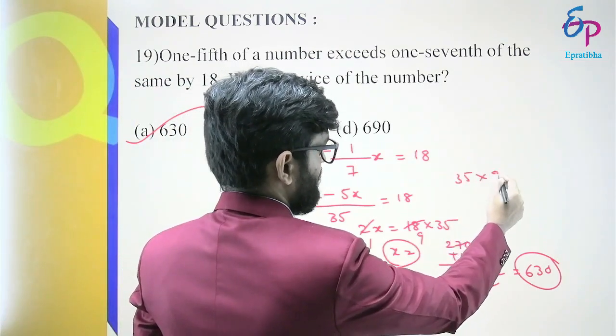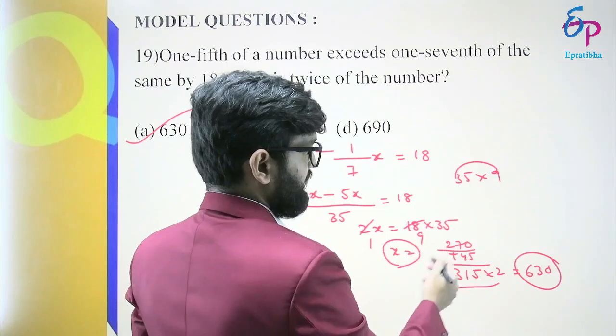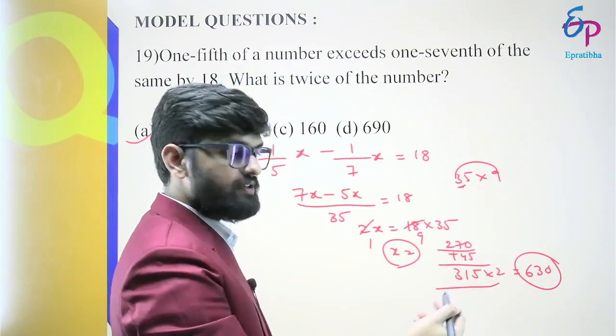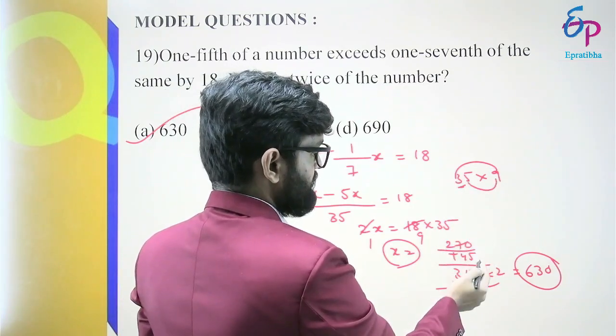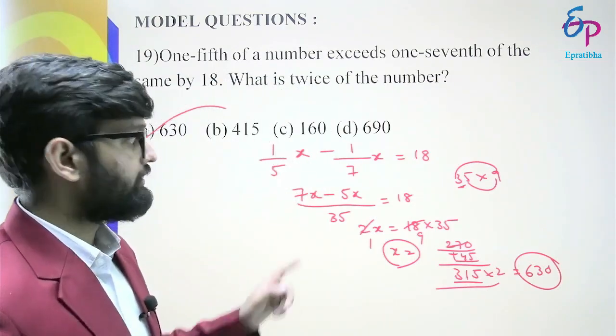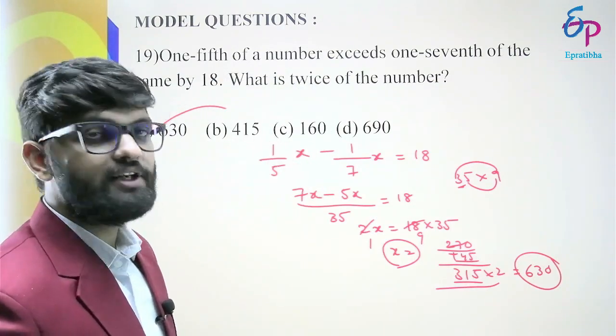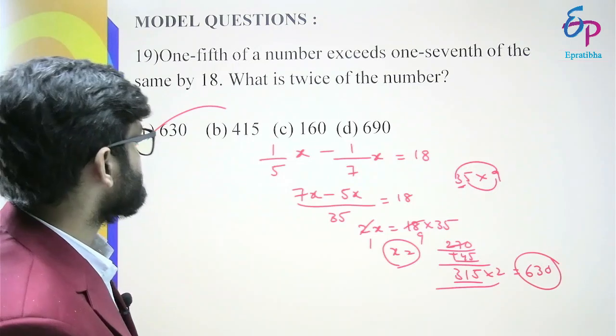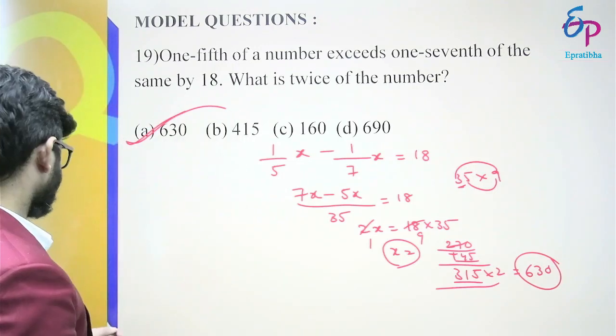35 9s are, so 9 3s are 27, it is 270, right, because 3 is in the tens position. 9 5s are 45. 270 plus 45 is 315, but they are asking for double, 315 into 2, it is 630. That is the answer for question number 19.